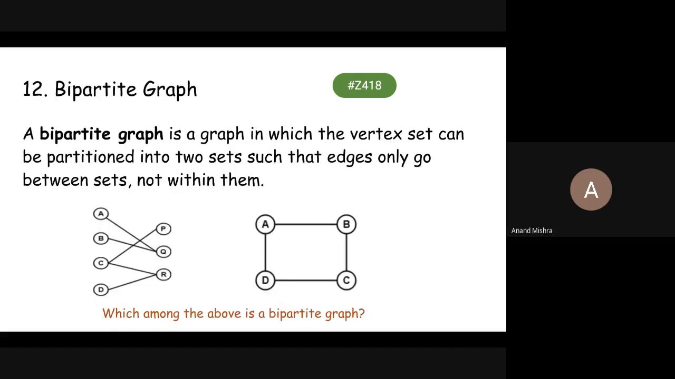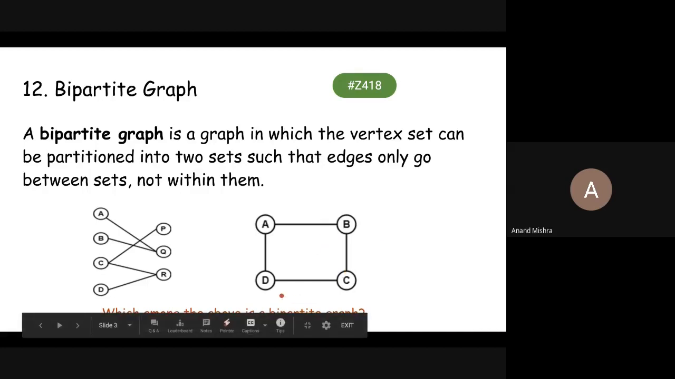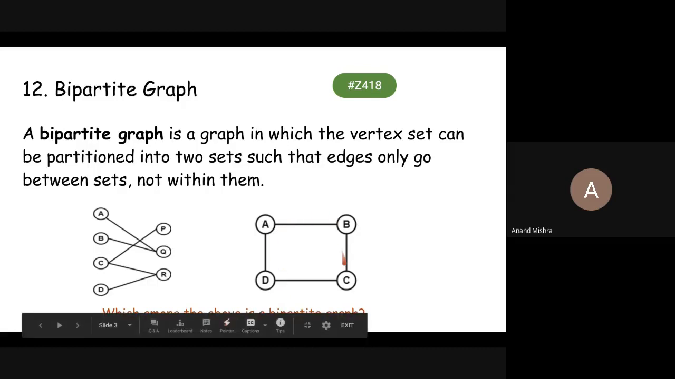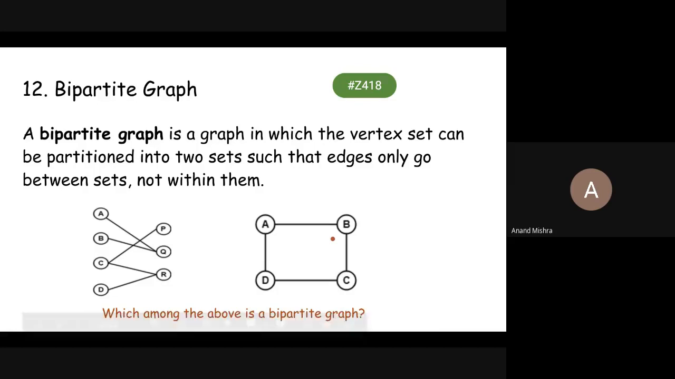In fact, any cycle which has even length can be thought of as a bipartite graph. You can verify that any cycle of even length works. Here it is a cycle of length 4: 1, 2, 3, and 4. Any even length cycle can be thought of as a bipartite graph.